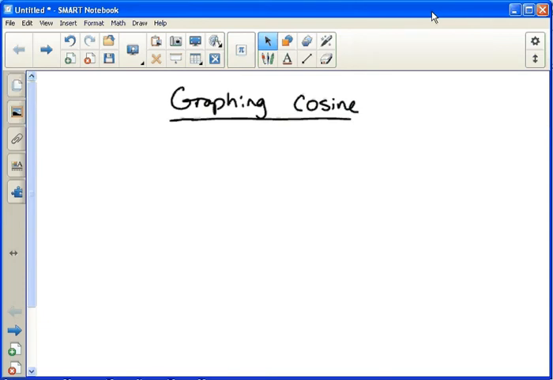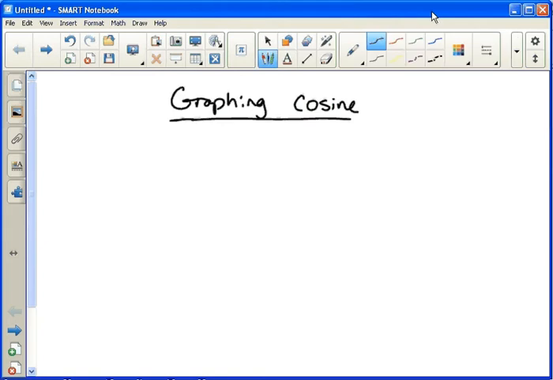Yesterday we talked about how to graph sine given different amplitudes and periods. So today we're going to talk about how to graph cosine. The process is very similar. In fact, as far as the amplitude and the period go, it works the exact same way.